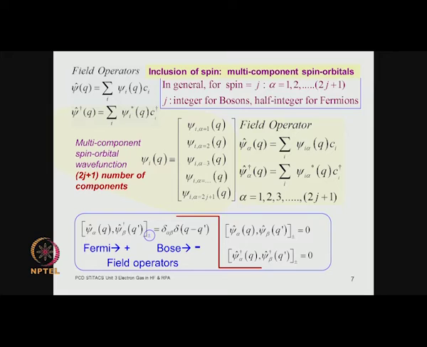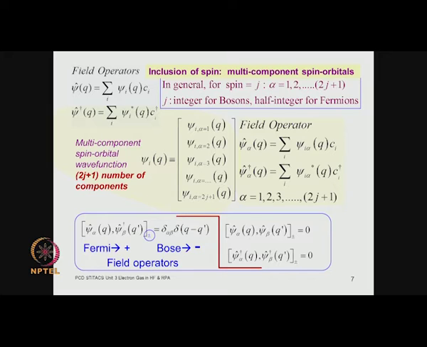So, you can write the commutation and anti-commutation relations for the Fermi and Bose field operators inclusive of the spin index, and they are obvious extensions of the corresponding expressions that you have seen before, except for the fact that spin has now been explicitly pointed out. Yes, Ankur.